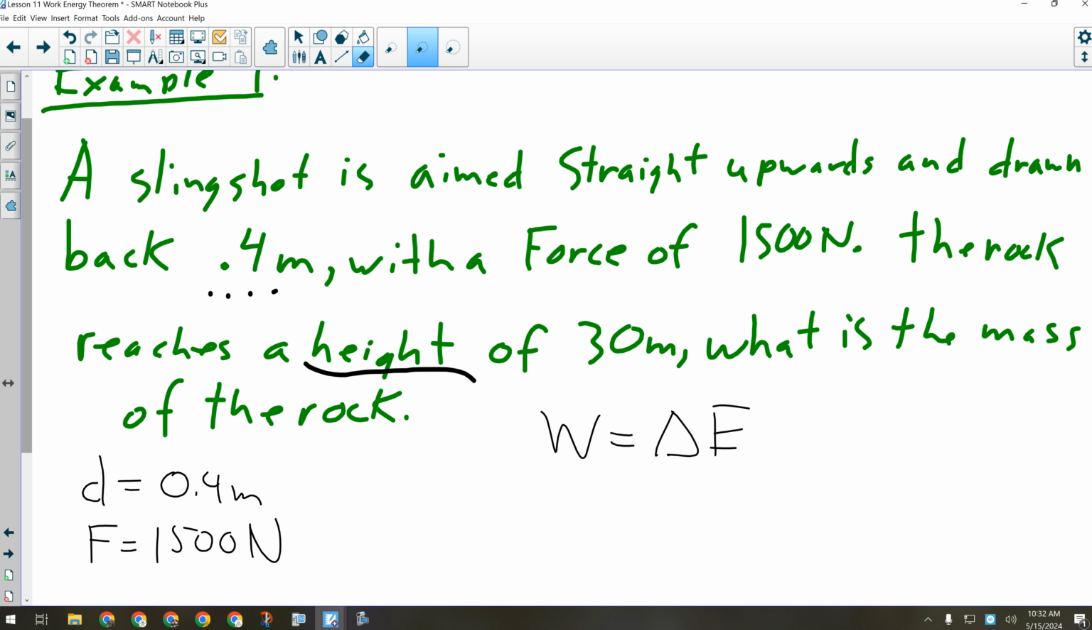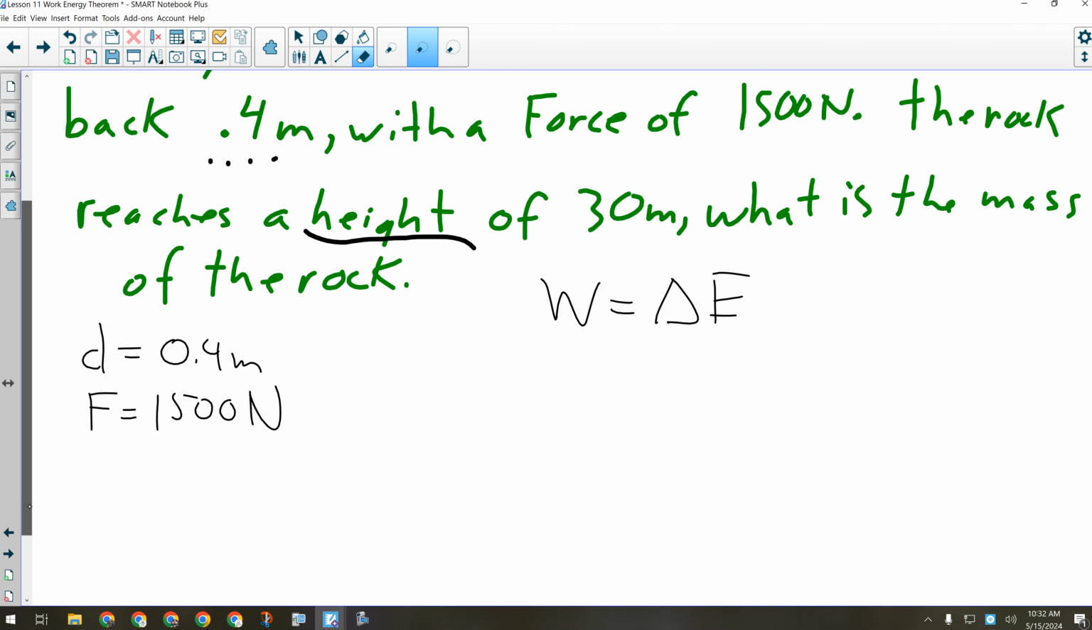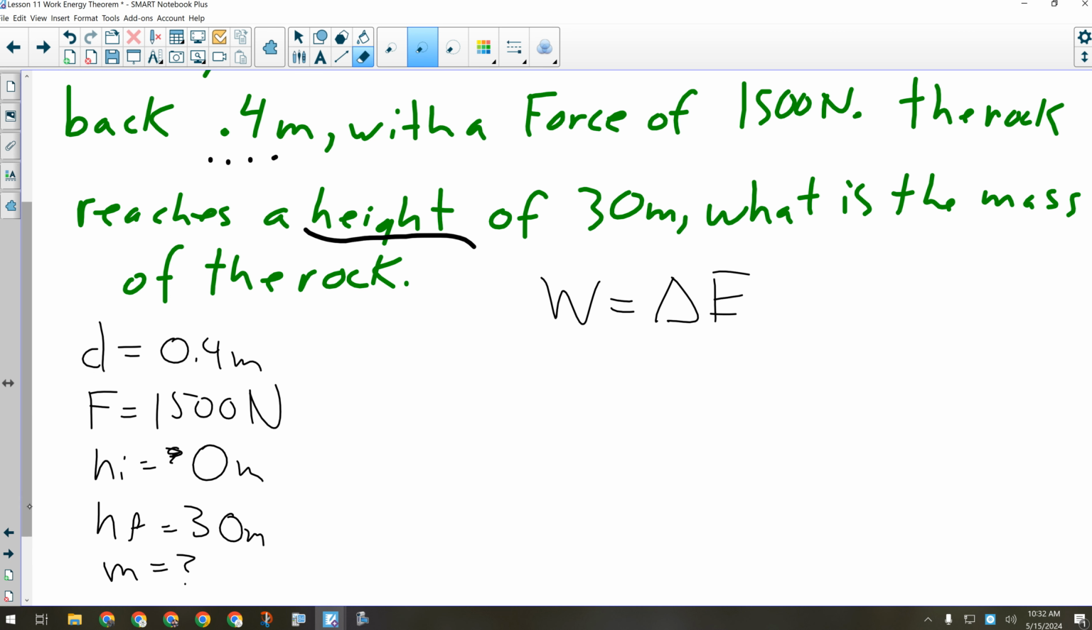The rock reaches a height of 30 meters. Is that initial or final? It's final, because what did we say the initial was? 0. The person was lying on the ground. So we know that the initial height is 0 meters, and the final height is 30 meters. We're looking for the mass of the rock. Now that's new. We've looked for speed and force and distance and height, but we've never looked for mass.